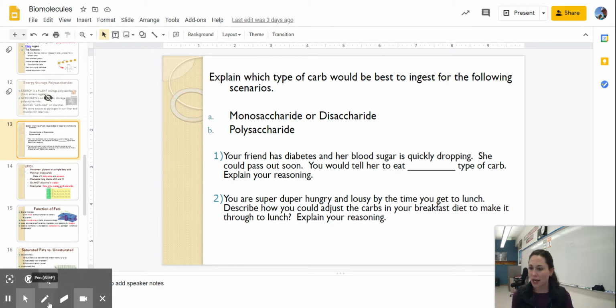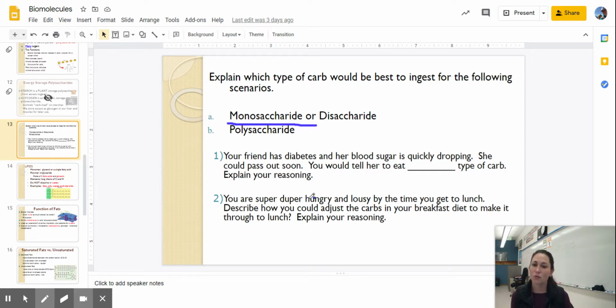Okay, so really quick check-in here. Let's pretend that your friend has diabetes and you notice that her blood sugar is dropping. You think she could pass out soon. If you want her to get immediate energy that will help her bloodstream recover, what kind of a carb are you going to give her? Are you going to give her a monosaccharide or are you going to give her a polysaccharide? If you answered monosaccharide, you're absolutely right. And this is because your body doesn't have to digest these. They can just easily be absorbed into your bloodstream. So something that has very simple sugars in it. A good example might be fruit juice or simple candies that have simple sugars in them.